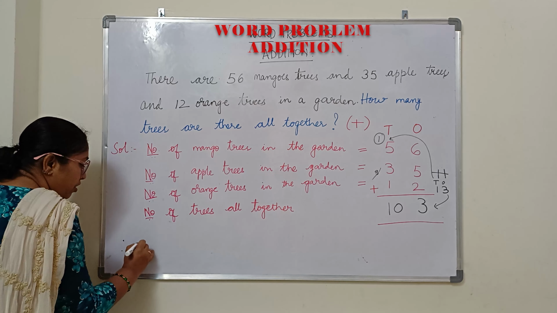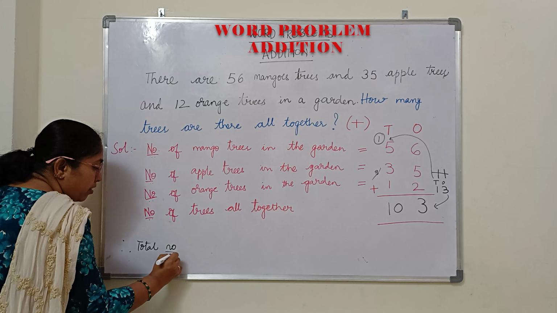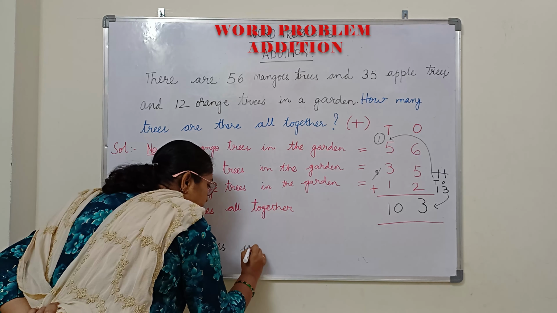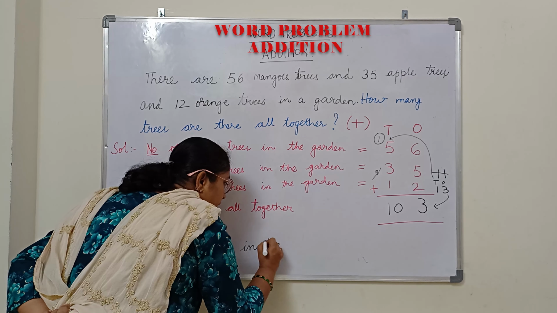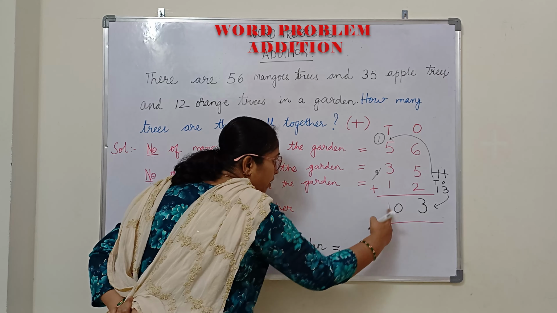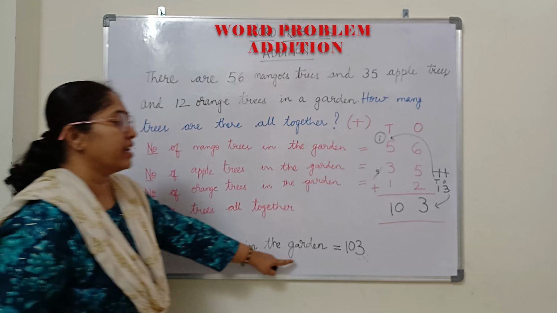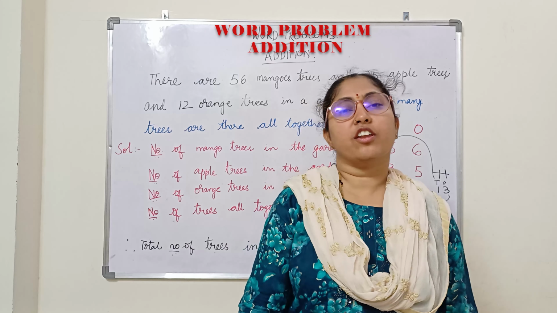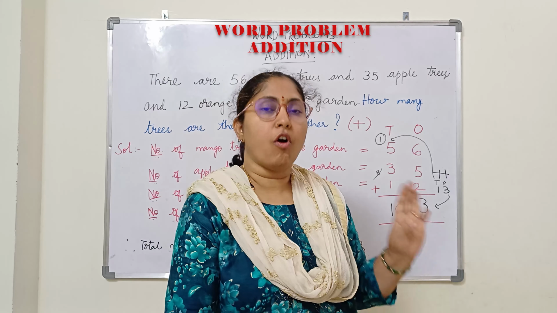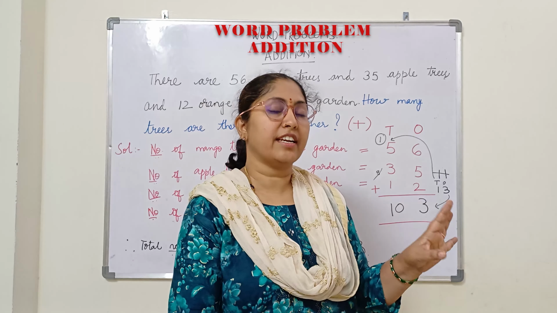Therefore, total number of trees in the garden is equals to, you should write this number 103. So the final statement is: therefore total number of trees in the garden is equals to 103. So when you are given all together or in all or total, you have to definitely do addition. Fix that in your mind.